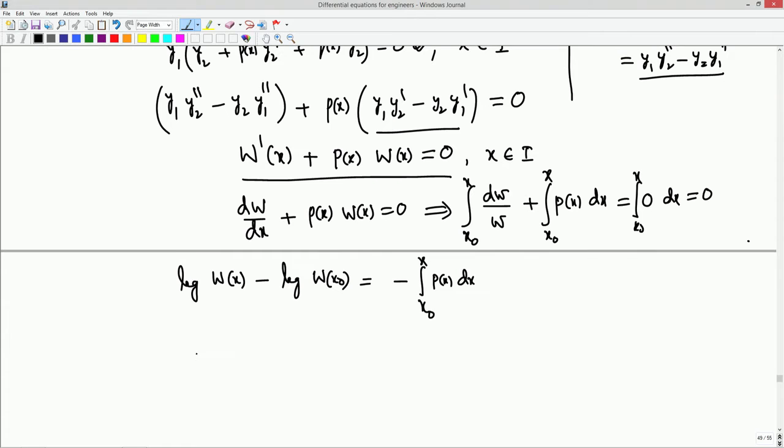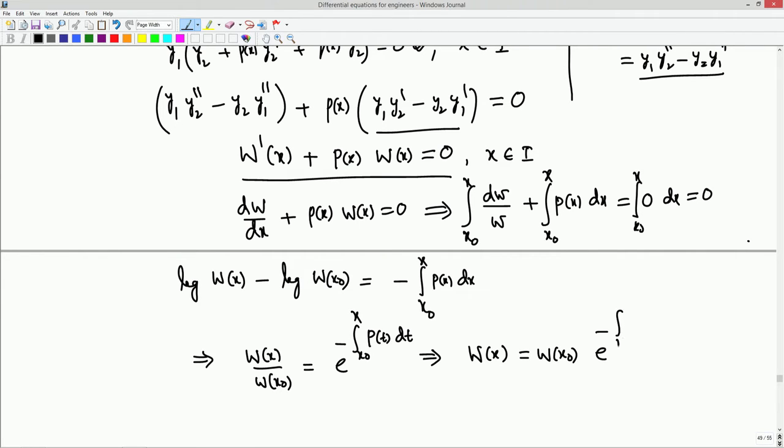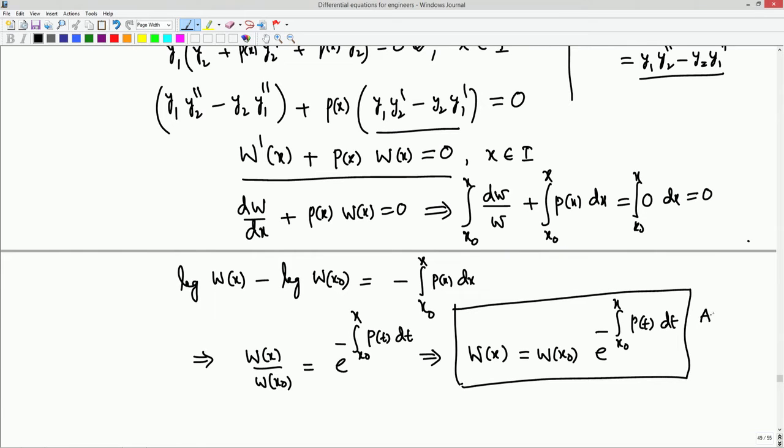So this will give me W(x) by W(x naught), which is equal to e to the power minus the integral from x naught to x of p(t) dt. So this implies W(x) is equal to W at x naught times e to the power minus the integral from x naught to x, p is the function given, so that is dt. So this is called Abel's formula.